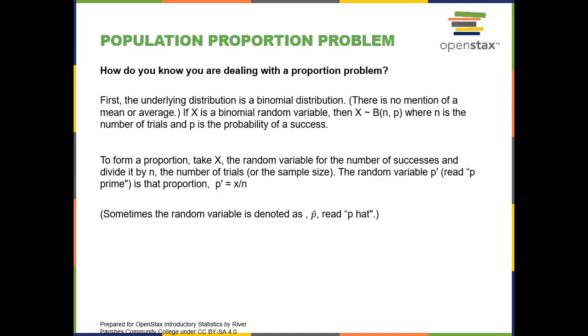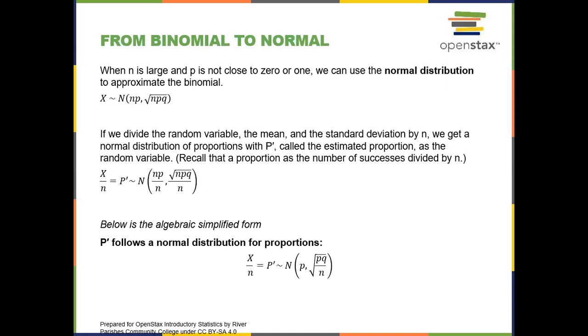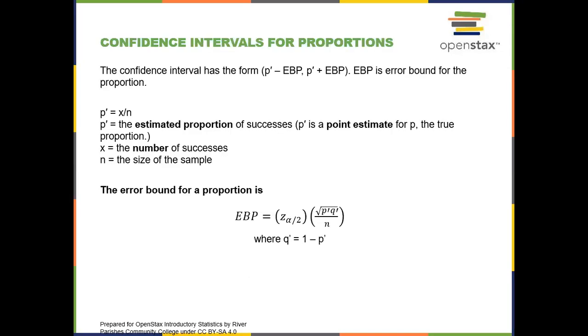X is the number of successes, n is your sample size. And this is called P hat, the sample proportion. And we can show that the probability distribution of P hat is a normal distribution with a mean of np over n divided by, all those things.